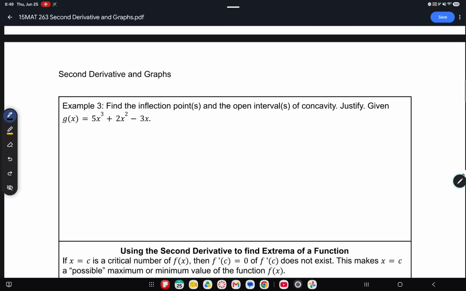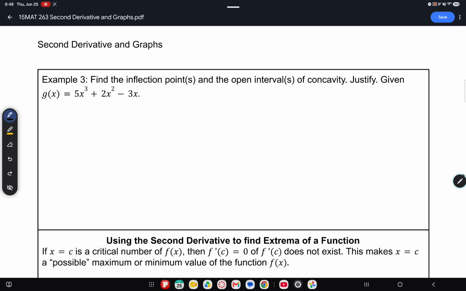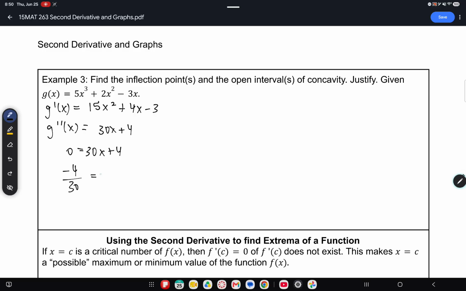Let's look at another one. So find the inflection points and the intervals of concavity. All right, so find the first derivative to find the second. So 15x squared plus 4x minus 3. And then 30x plus 4. Find my critical numbers. So I would subtract 4 and divide by 30. And I can reduce that, right? What, negative 2/15?